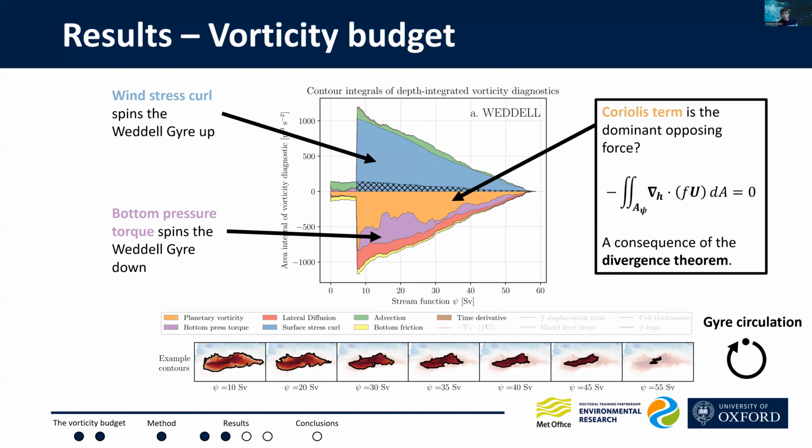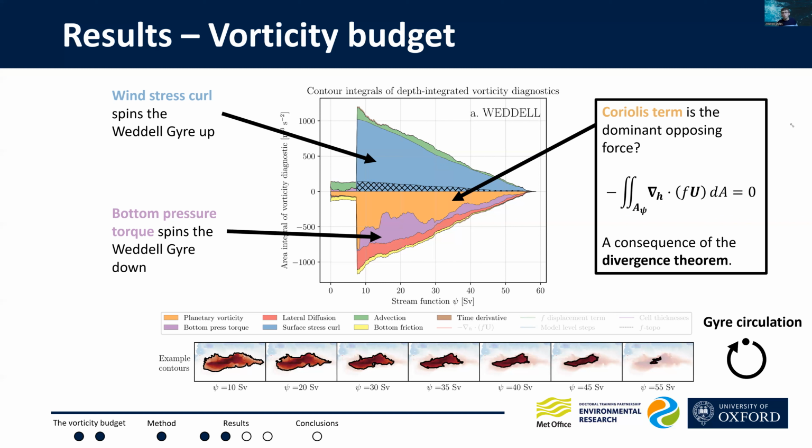We note that this purple contribution here, which is negative, is from bottom pressure torque. So this suggests that pressure gradients at the sea floor are doing a good amount of work in slowing that gyre down, trying to regulate its circulation. But the most striking result I want to talk about today is this orange contribution, which is the dominant negative contribution. And this arises from the curl of the Coriolis acceleration.